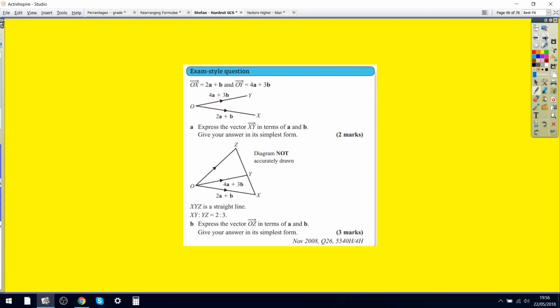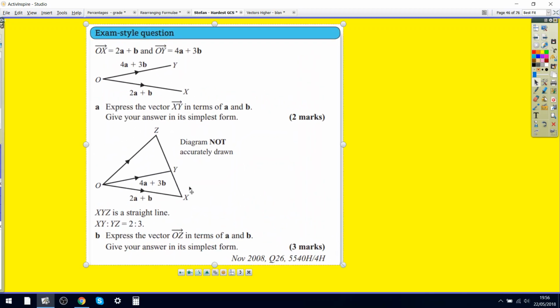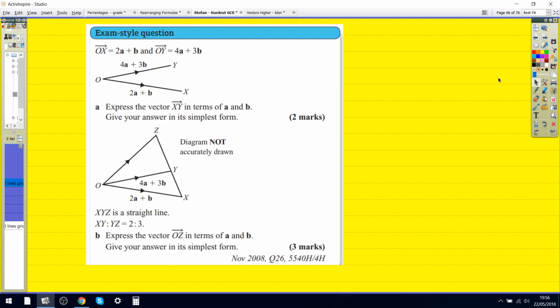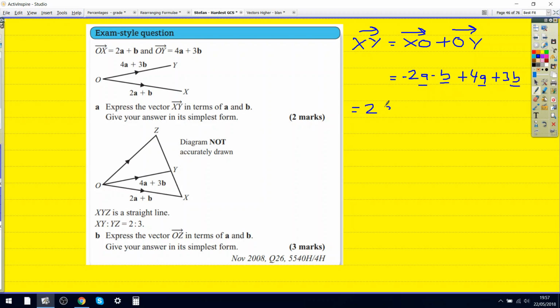In terms of A, so that's a midpoint. I think midpoints are okay. Let's try part A for this one. Vector XY equals XO plus OY, which is minus 2a minus b plus 4a plus 3b, which is 2a plus 2b.